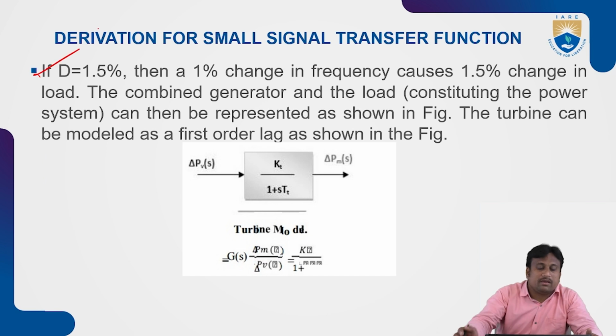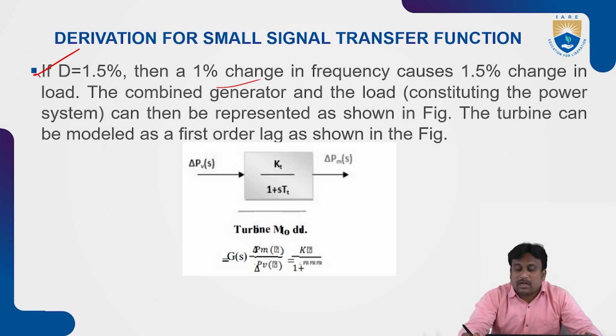So here, if the D value is maintained at 1.5%, then a 1% change in frequency is going to cause a 1.5% change in load. So the combined generator and the load that may be constituting the power system can then be represented like this.